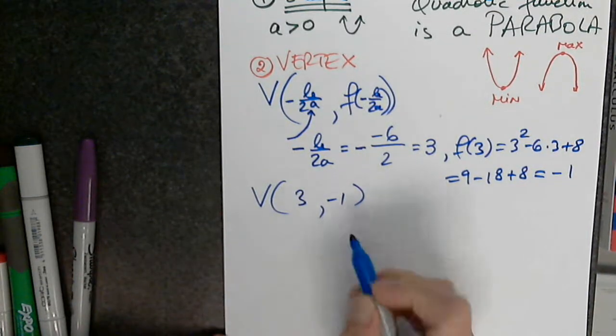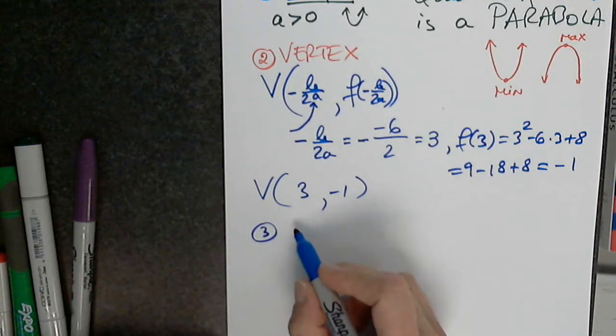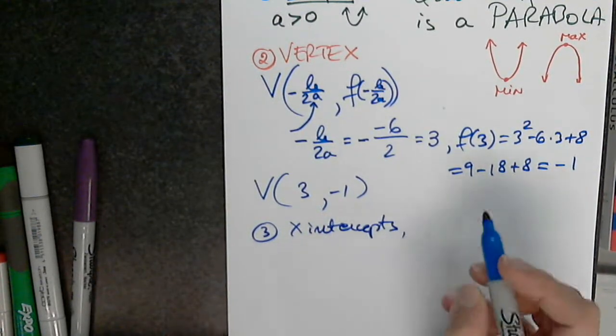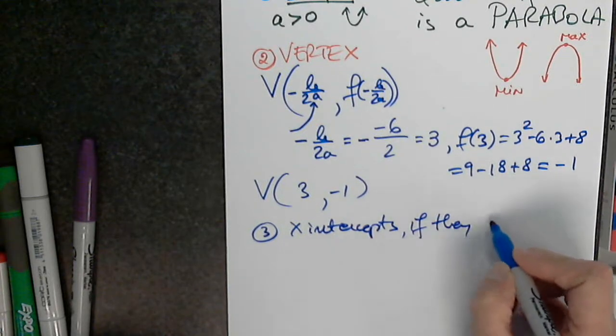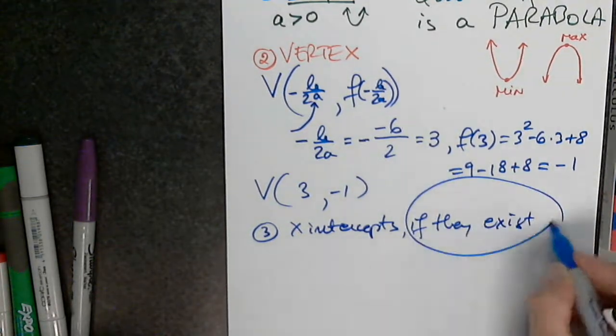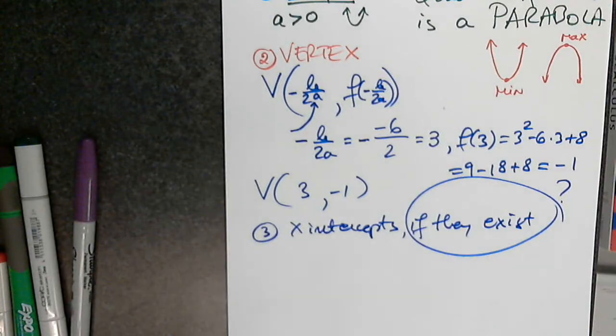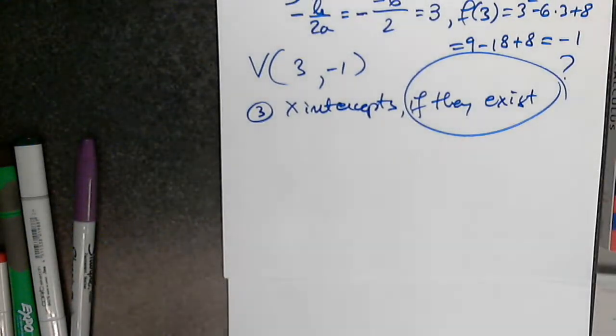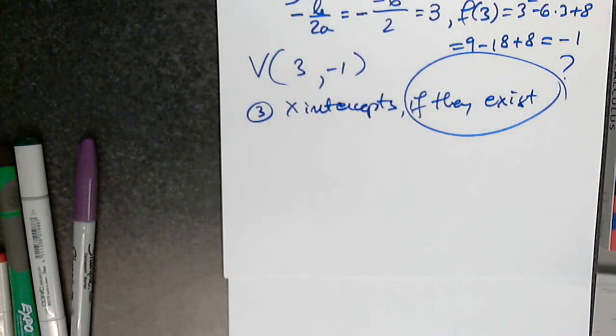Good. Now in step 3, I will try to find the x-intercepts, if they exist. What is this, if they exist? What does that mean? Yes, it may not touch the x-axis. It has a minimum, but it may not touch the x-axis at all. So then the x-intercepts will not exist.